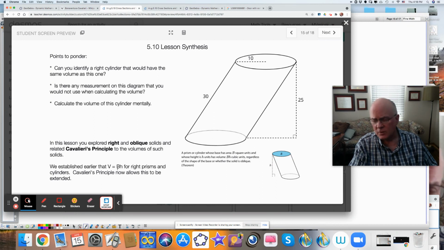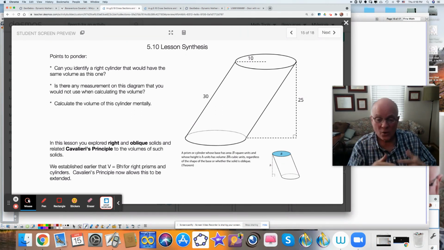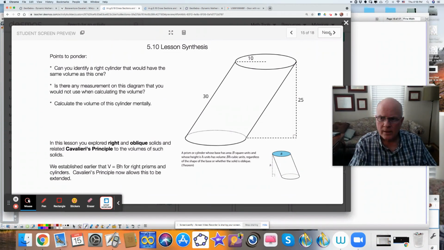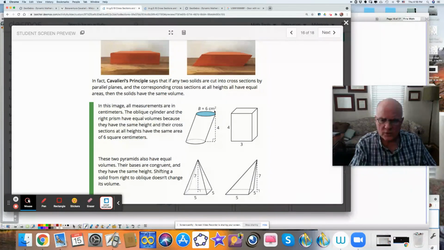Earlier, we established that the volume of a prism or a cylinder is equal to the area of the base, capital B, times the height. And what Cavalieri's principle does is it expands our knowledge and our ability to use this when it's oblique. If you had a stack of papers, you could slant them. This works whether you have a cylinder. We have two figures that are very different from each other, but if they have the same cross-sectional area, like we did earlier, we have a cross-section of 6 here.